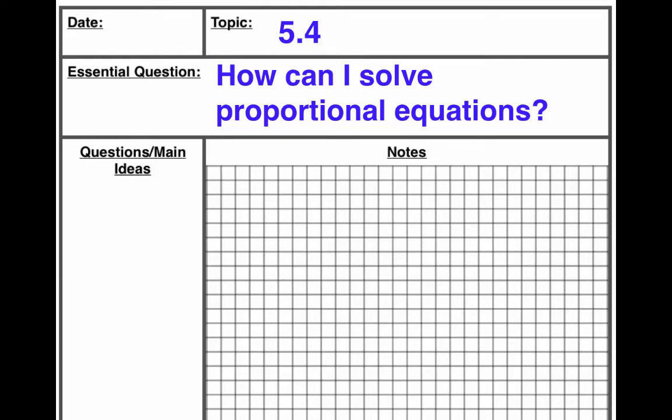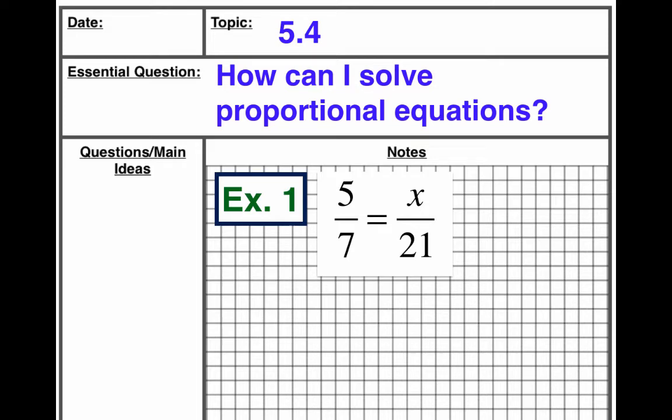Hey guys, chapter 5, section 4 video here for you. We're working on how can I solve proportional equations. So we've definitely been working on proportions, and we know that proportions are equal fractions, but now we're going to get into the equation side of this, so kind of the algebra side. So let's try some problems and just dive into it.